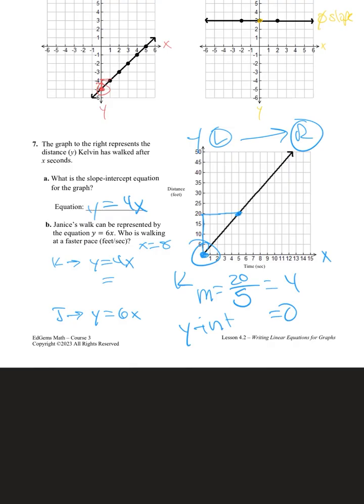So Kelvin is going to go 4 times 8, which is 32. So he's walking 32 feet in 8 seconds. So let's see what Janice does. If you got y equals 6 times 8, 6 times 8 is 48 feet. So who's walking faster, Kelvin or Janice? Janice covers 48 feet in 8 seconds, where Kelvin only covers 32 feet in 8 seconds. So who's walking faster? That would be Janice.